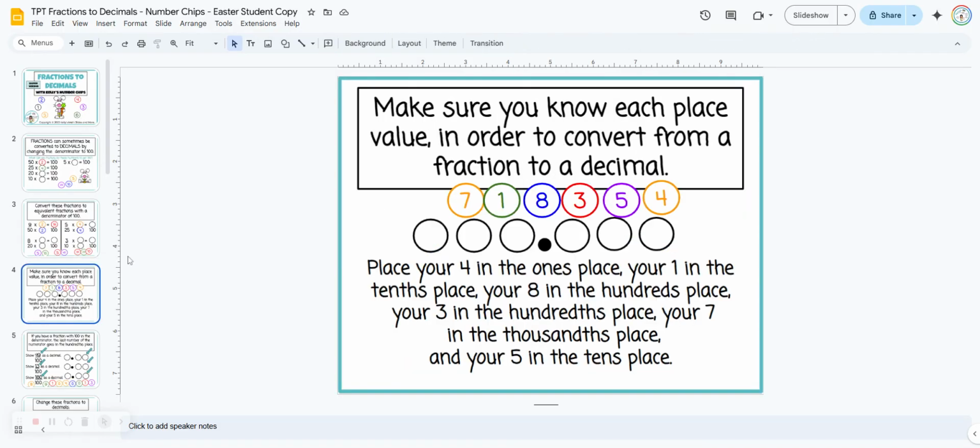Number 4 is a review of place value. So they're given these instructions. They have to move all of these numbers into the correct place for place value. So placing the 4 in the ones place, the 1 in the tenths place, and so on.